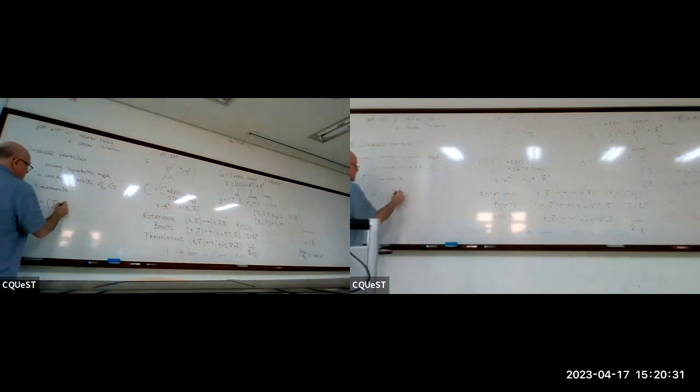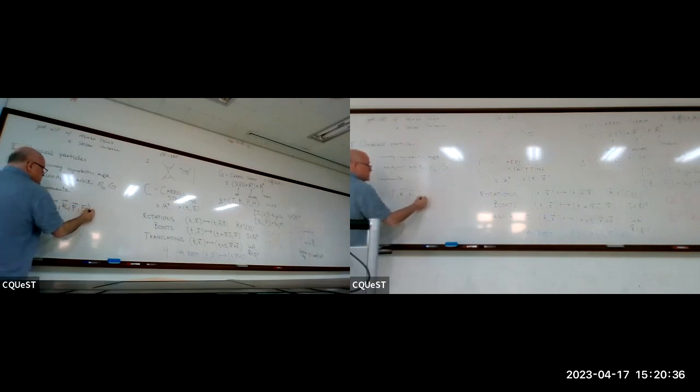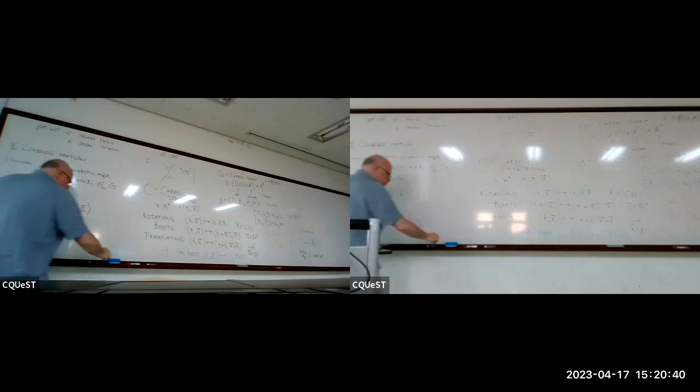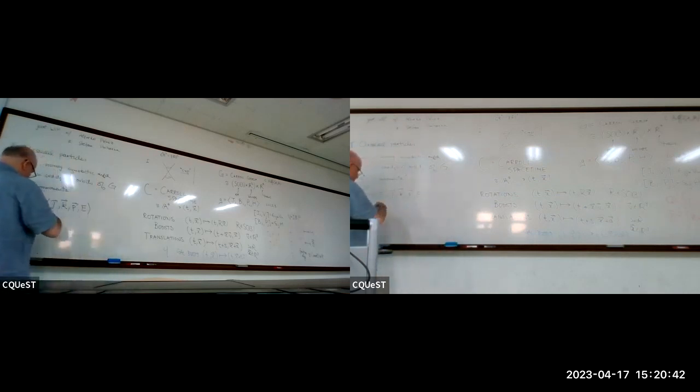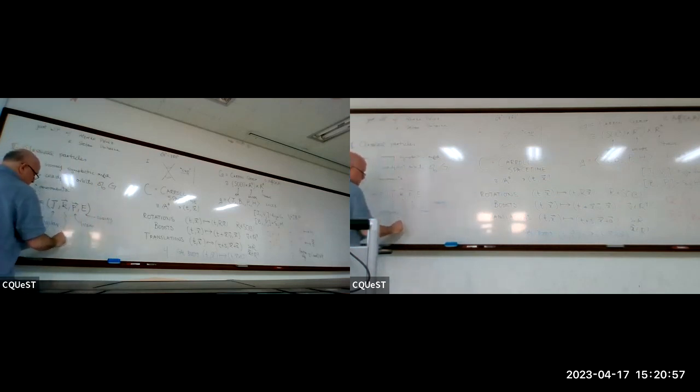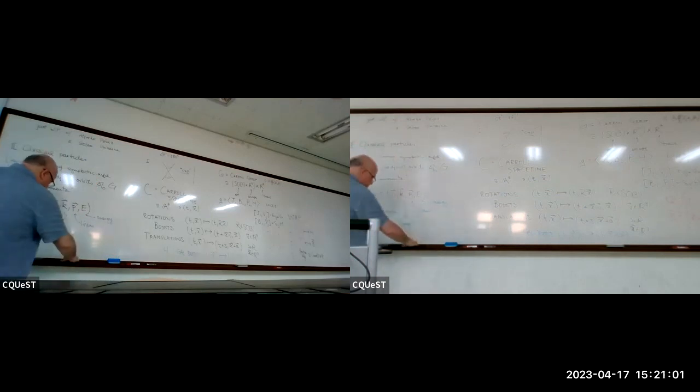Let me introduce. So we have J, K, P, and E. This is the way I'm going to label my momenta. So this is angular momentum. This is linear momentum. This is energy. And this is boost momentum, whatever you want to call it, center of mass.